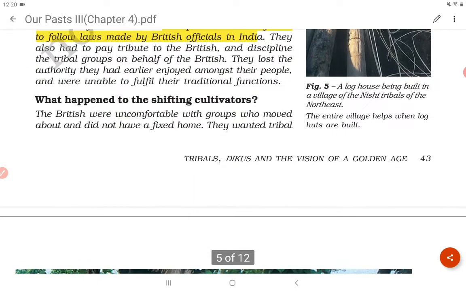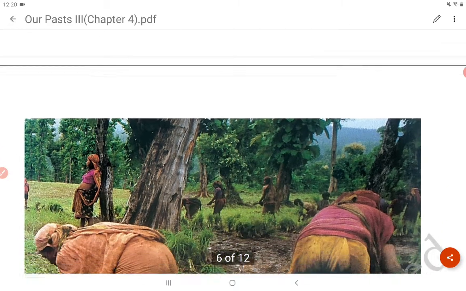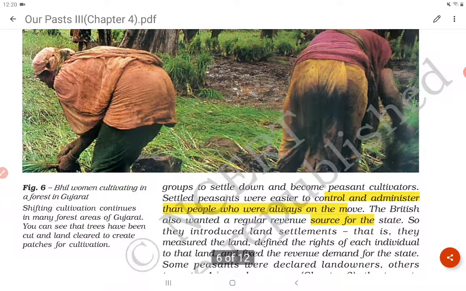So, what happened to the shifting cultivators? The British were uncomfortable with groups who moved about and did not have a fixed home. They wanted tribal groups to settle down and become peasant cultivators.